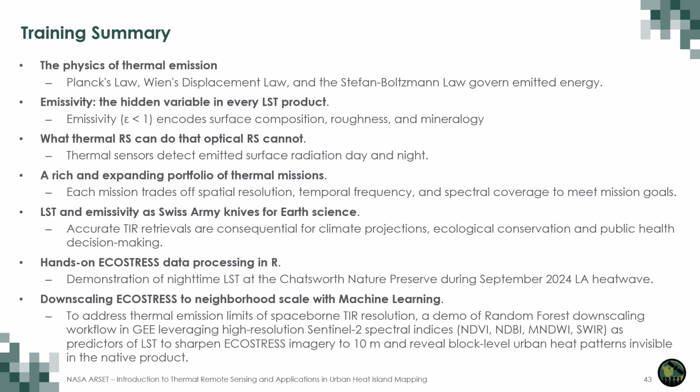For the second demo, downscaling ECOSTRESS to neighborhood scale with machine learning, we saw that because the physics of thermal emission limits spaceborne thermal infrared resolution, for instance, 70 meters for ECOSTRESS versus 10 meters for Sentinel-2, Part 2 introduced a random forest downscaling workflow in Google Earth Engine that leverages high-resolution Sentinel-2 spectral indices, NDVI, NDBI, NDWI, as predictors of land surface temperature, exploiting the strong physical relationship between surface cover type and heat retention to sharpen ECOSTRESS imagery to 10 meters and reveal block-level urban heat patterns invisible in the native product.